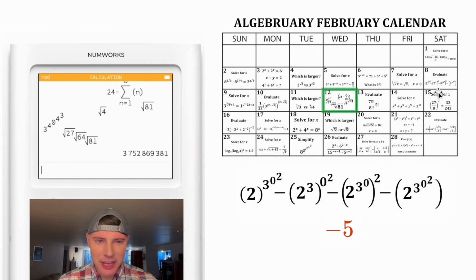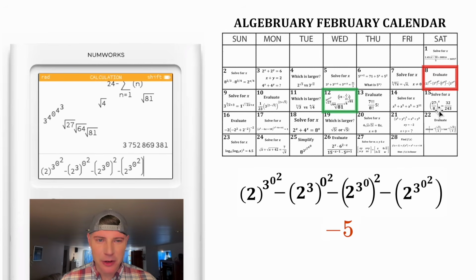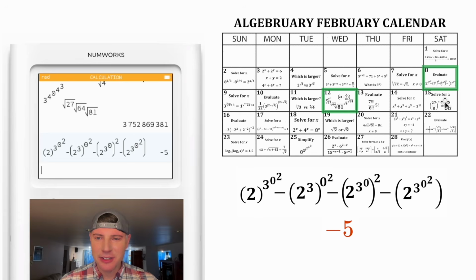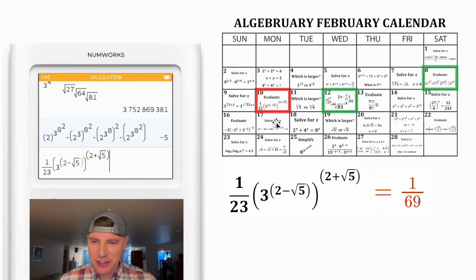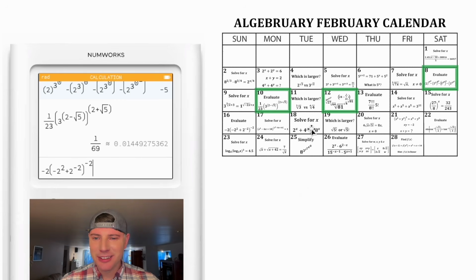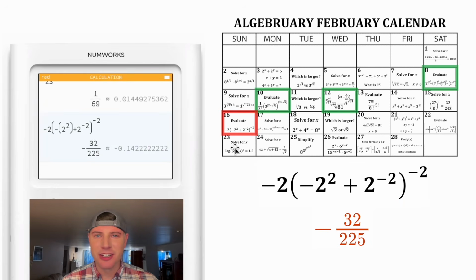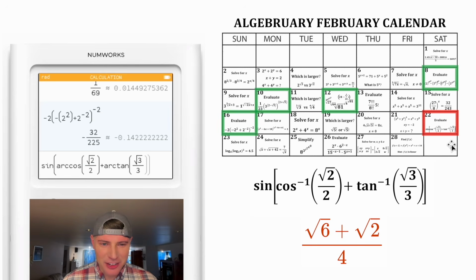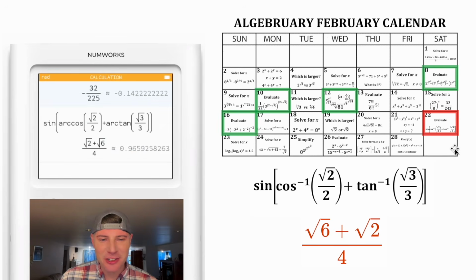Let's do 8 next. So it'll be another power tower. Let's see if it handles the order of operations correctly. And here it does. That's perfect. And then next, let's do number 10. Let's see how it handles these exponents and radicals. And it does it perfectly. So 16 for sure works. There it is right there. And for 22, can it handle all this trig? And yes, this is the correct answer right here.